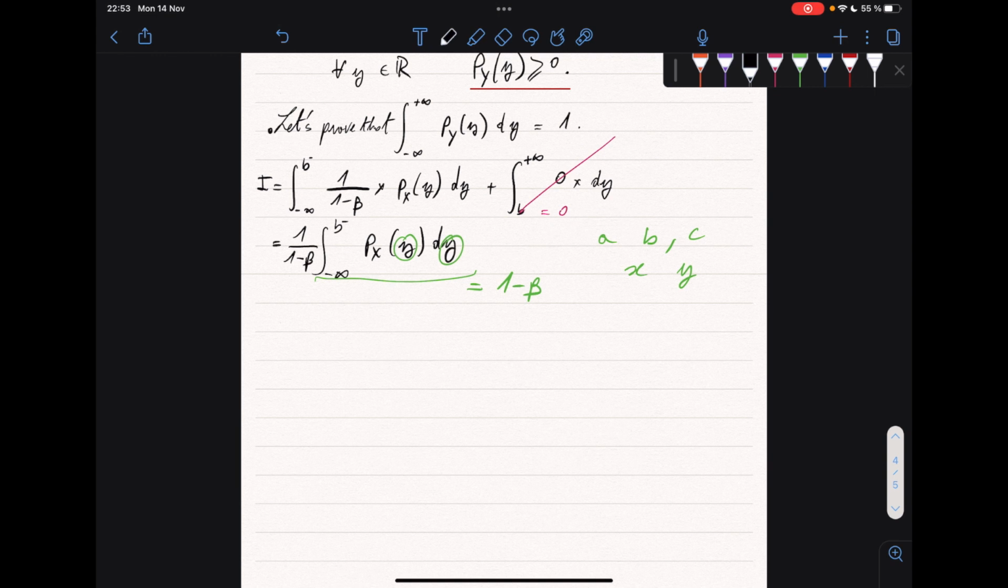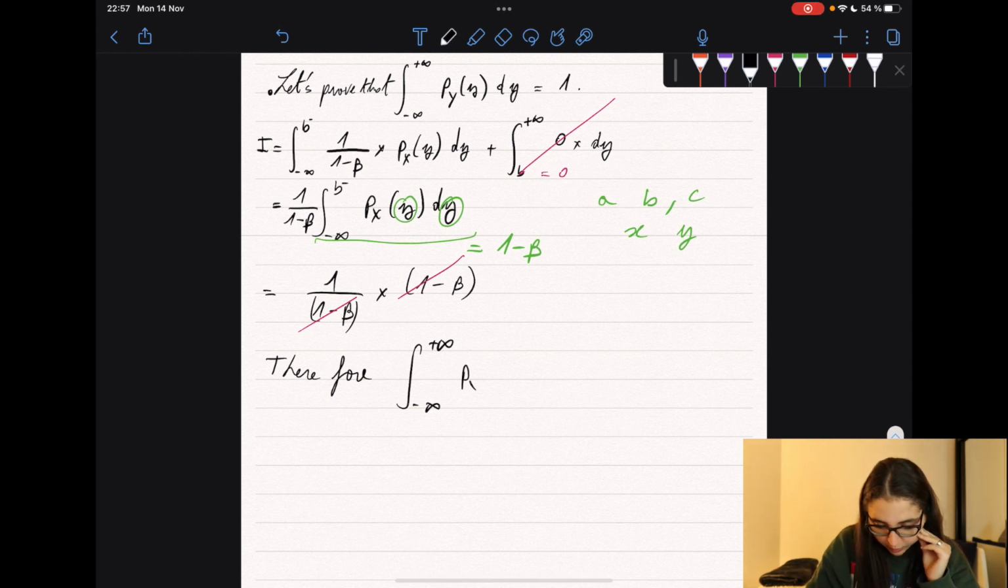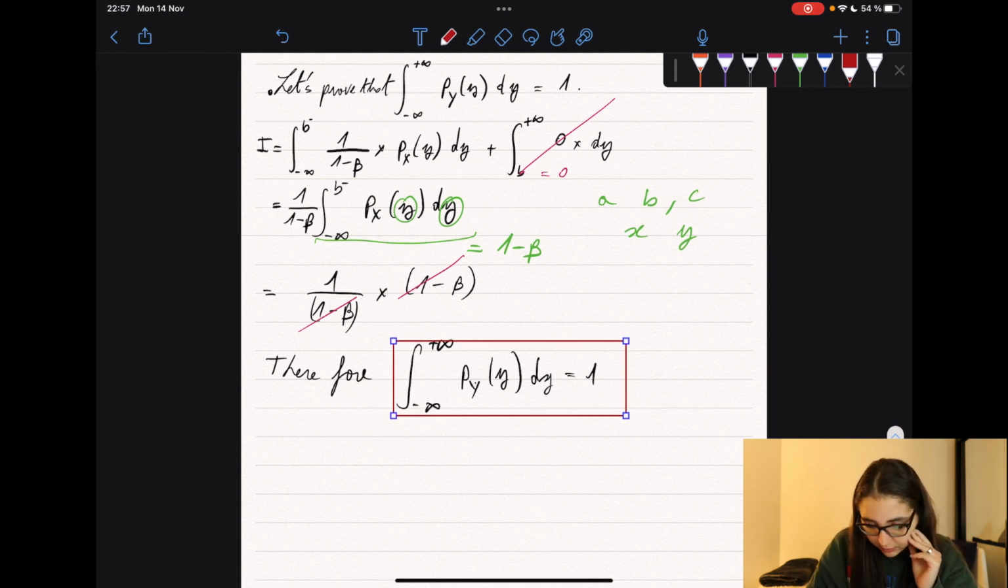Hence, we reach this point where we have 1 minus beta times 1 minus beta, and these 1 minus betas just cancel out. And therefore, we have just proven that the integral from minus infinity to plus infinity of p_Y(y) dy is equal to 1. Therefore, this completely proves that p_Y is a probability density function.